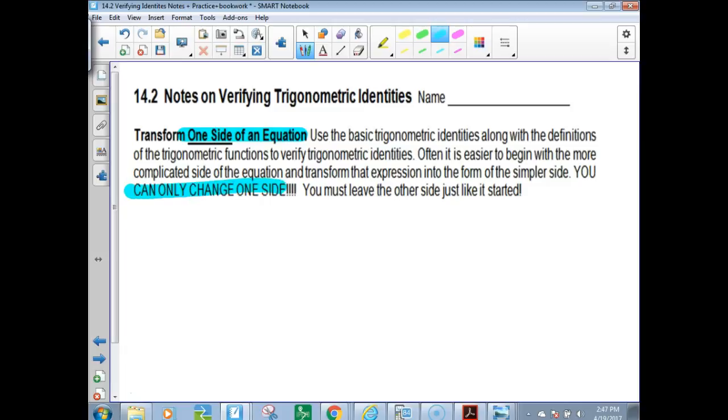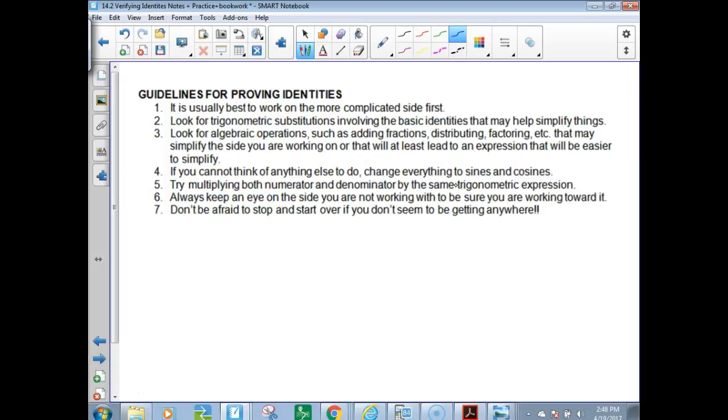You can only change one side. So if you decide to manipulate both sides, you will get no credit for your identity. It's not an identity anymore. All right, you must leave the other side like it started. Now here are some guidelines for proving identities.